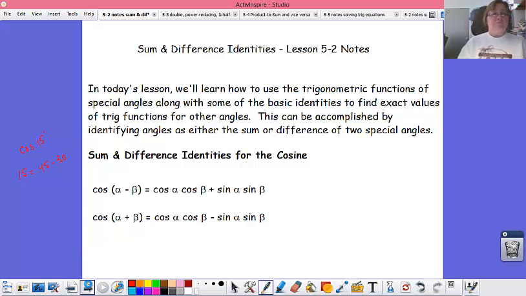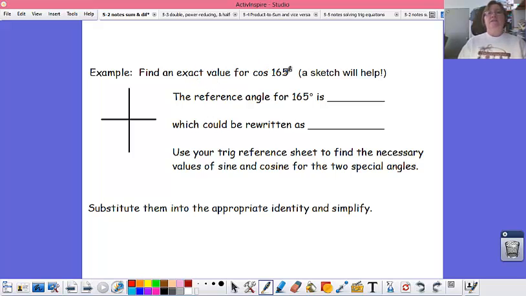Let's take a look at an example. We're asked first to find an exact value for the cosine of 165 degrees. I always believe that a sketch will help, and so 165 comes out this way. If this is the 165 degrees, we do trig with the reference angle. Folks, the reference angle is this one, and I would ask you to think about that. The reference angle would be 180 minus 165, since we're in the second quadrant there, and that is 15 degrees. Fancy that. We know that 15 degrees can be rewritten, folks, as 45 minus 30, and that gives us enough stuff to get going on this.